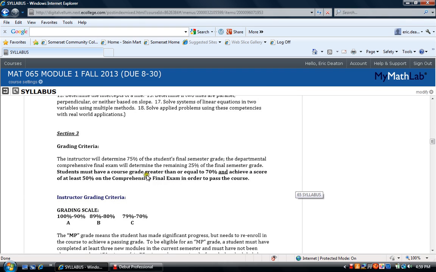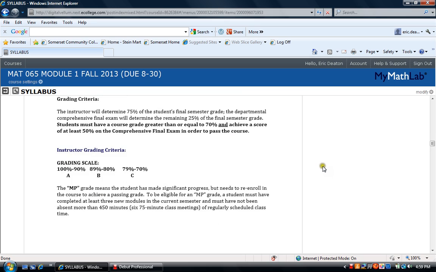Grading criteria: 75% of the class is based on the modules, 25% is based on the final exam. In order to pass either 55, 65, or 85, you must make at least 50% on the final exam and have an overall course average of 70%. And you will. If you get to the final exam, which most people do, on the first attempt, it tends not to be an issue. You just gotta make sure you finish the class, or each class.